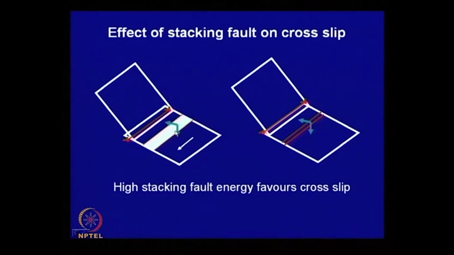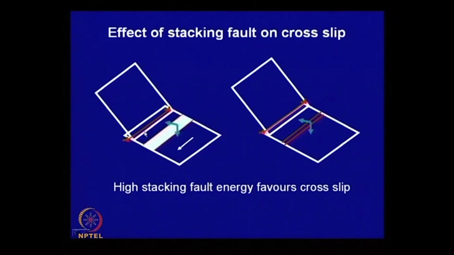Now, when it is moving, it comes across this dislocation barrier, and it cannot continue its movement along this direction on this plane. So, what is the alternative? The alternative is that there may be another slip plane which intersects this slip plane somewhere here.